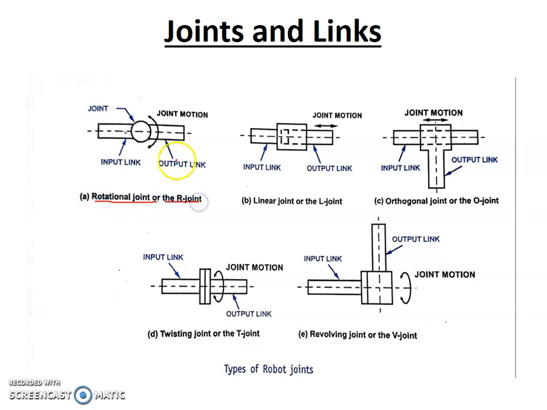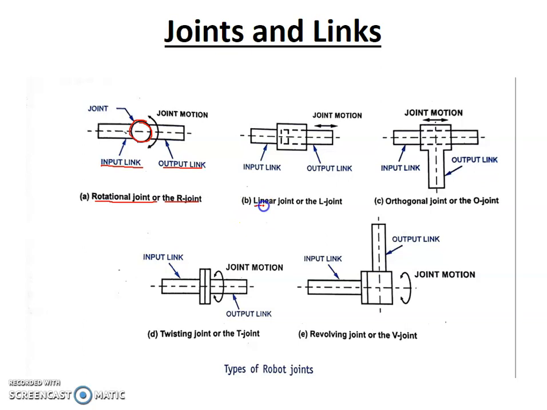R indicates rotation. Here we can see there are two links. One of the links is called the input link and the other link is called the output link. These two links are connected with a joint. This joint can give rotary motion or rotational motion to the output link and input link. This is called the rotational joint.